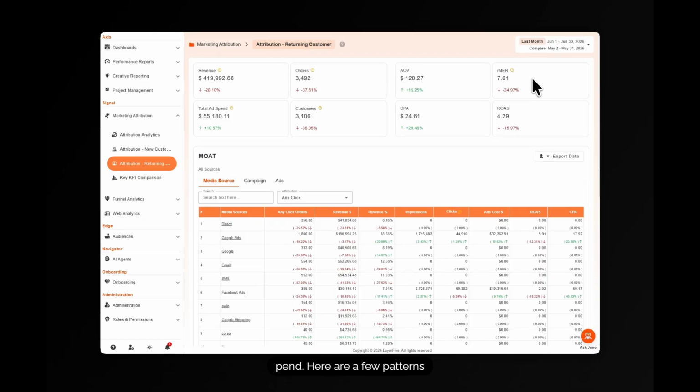Here are a few patterns worth knowing. If returning customer revenue is high, but new customer growth is flat, you're retaining well, but you're not expanding, which is fine short-term, risky long-term. If returning customer cost per acquisition starts rising, re-engaging your existing customers is getting more expensive, often a sign of list fatigue or rising retargeting costs. And if retention marketing efficiency ratio declines, your total ad spend is generating less from existing customers, which is worth checking against how much you're spending overall, not just your retention channels.